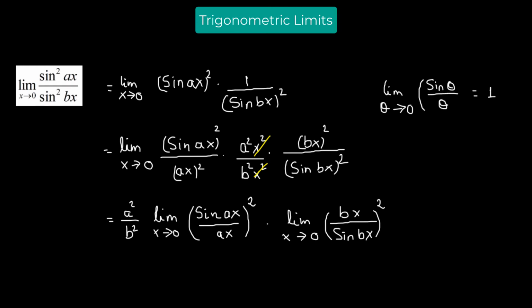Similarly, we can say that if we raise the function to some positive integer n, then this also holds. In fact, n can be any integer value. So this is also going to be equal to 1. So that gives us a squared over b squared times 1, and the second limit is also going to be 1. So this is going to be the limiting value for the given function when x tends to 0.